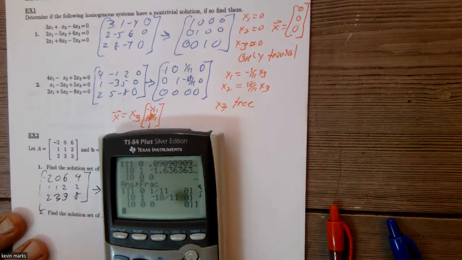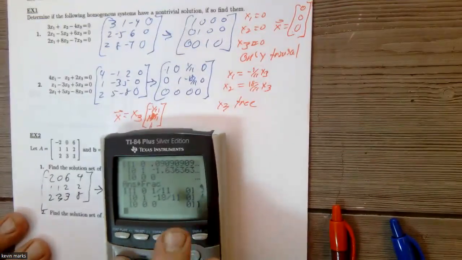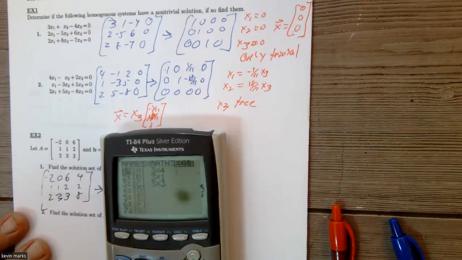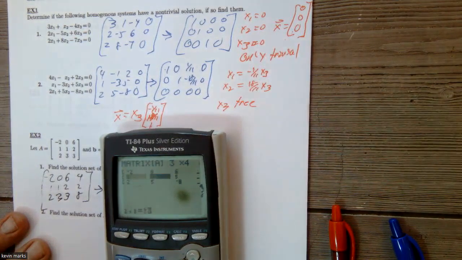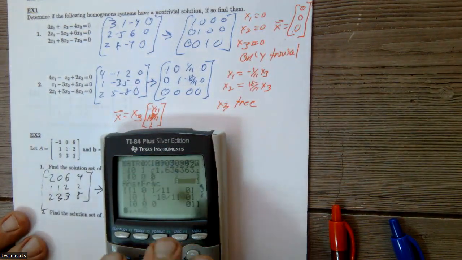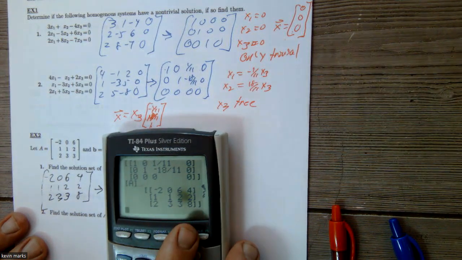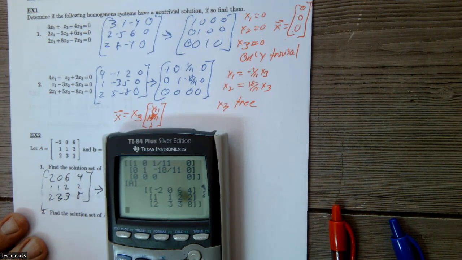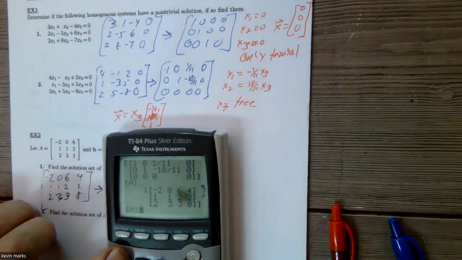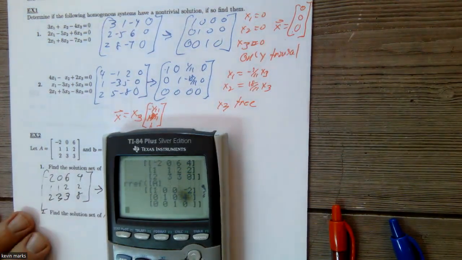Right, so we are storing a 3 by 4 again: negative 2, 0, 6, 4, 1, 1, 2, 2, 2, 3, 3, 8. And let me check. Negative 2, 1, 2, 0, 1, 3, 6, 2, 3, 4, 2, 8. Right on. Okay. And I want to row reduce that.